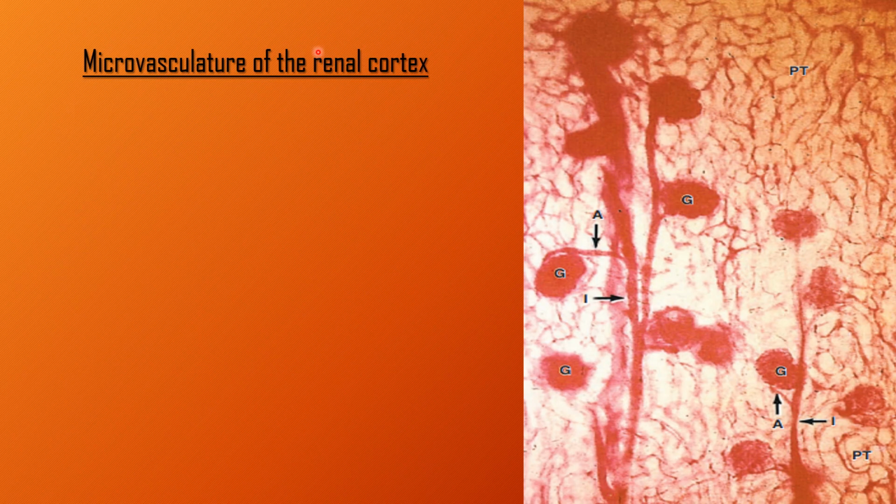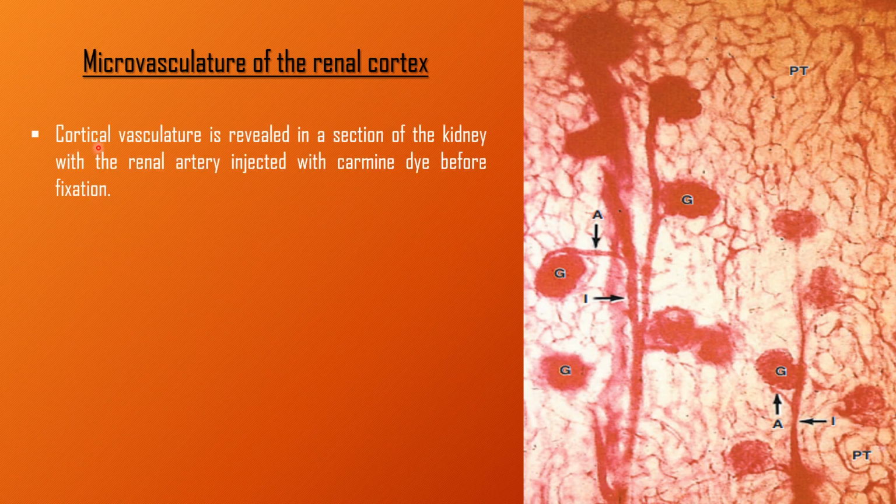So we'll talk about the microvasculature of the renal cortex. As you can see in this image, this is the glomerulus, this is the afferent artery, this is the interlobular artery, and these are the peritubular capillaries, as you can see here. The cortical vasculature is revealed in a section of the kidney with a renal artery injected with a carmine dye before fixation.